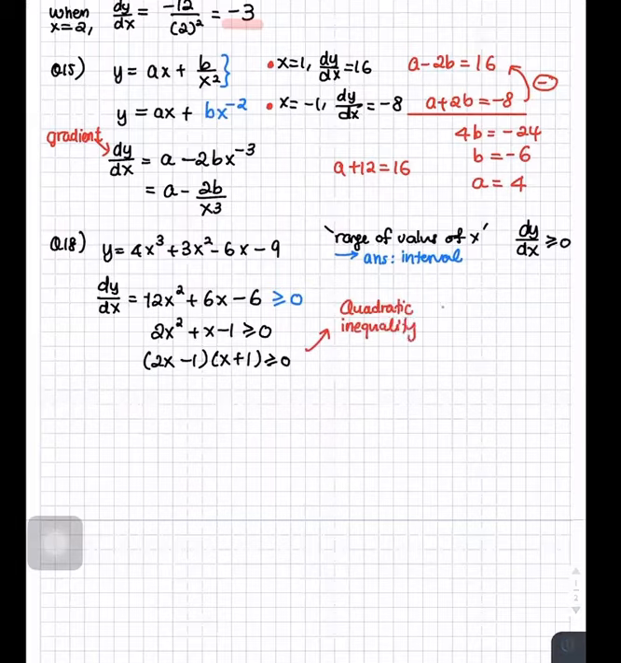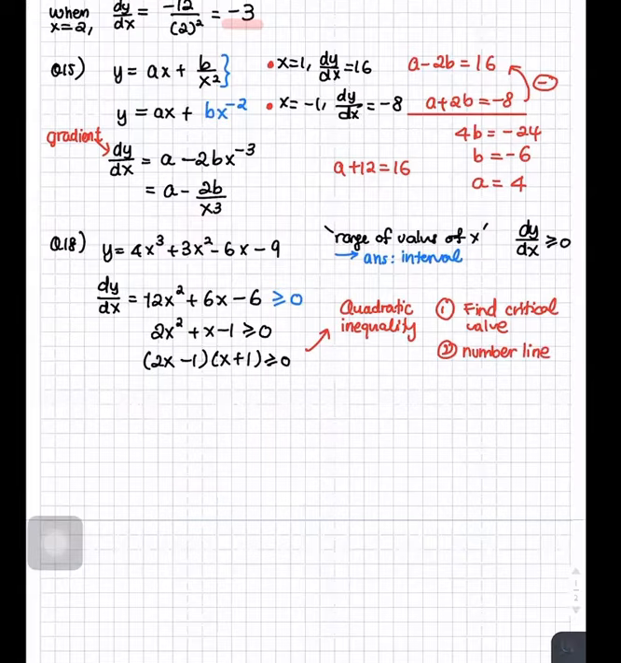What is the method? Find the critical value. You draw the number line. You can draw the graph itself or you can choose to do number line, yeah? Then you find the solution. Okay, let's ask Sri Raharju.